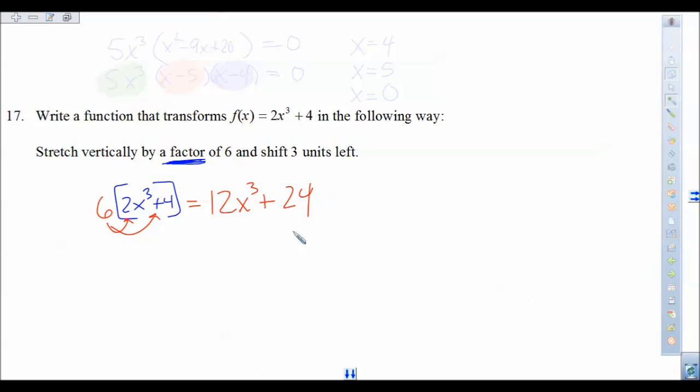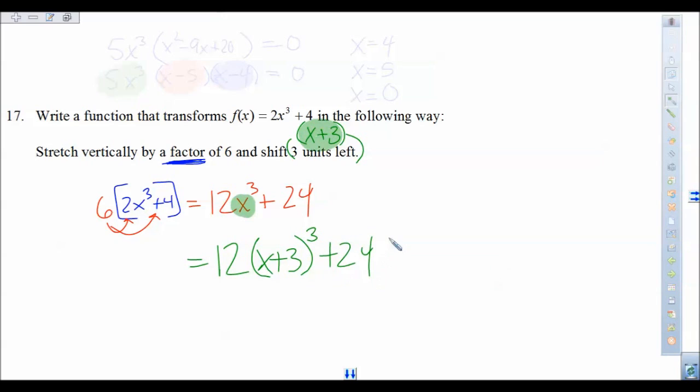Next, we need to shift this thing 3 to the left. This is where your opposite game with parentheses comes into play. Shifting it to the left 3 is like saying x plus 3. So what you're going to do is replace x with x plus 3. Get that x out of here, and now we're going to replace it. So now we have 12 times x plus 3 cubed, still plus 24. Okay, so the order needs to take place like this no matter what the numbers are. Do the stretch first by doing the distributive property, and then to shift it left or right, make sure that you're playing the opposite game.